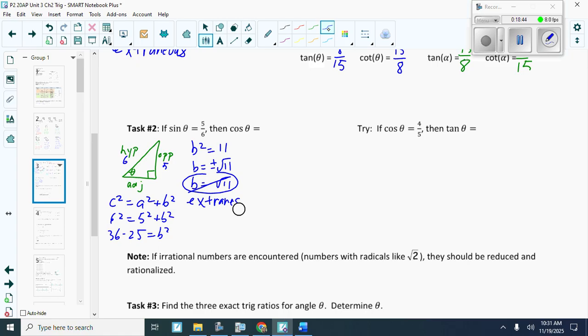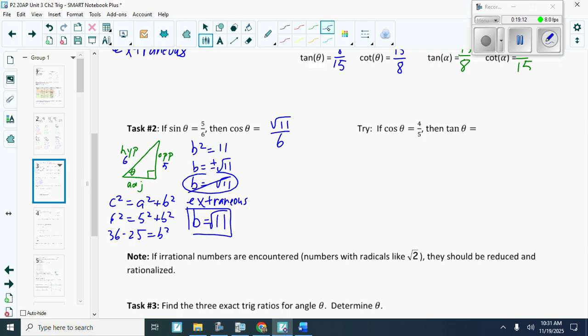Ooh, I gotta spell it right. Okay, so I just called it B. That's fine. So cos theta is then going to be adjacent over hypotenuse. So we could say root 11 over 6.